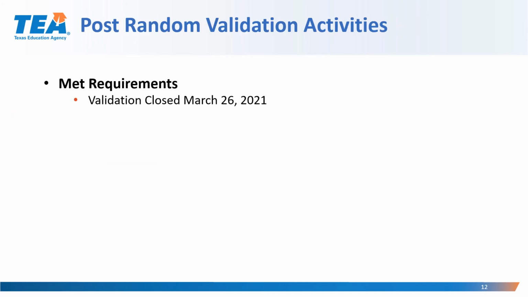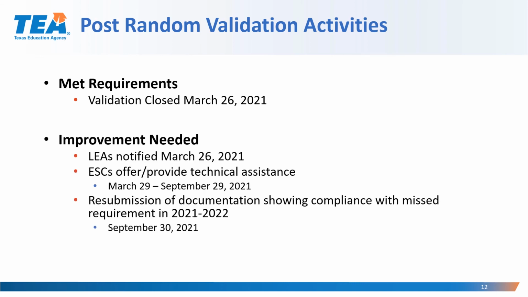LEAs that have met the requirements for their validation will receive an email notification on March 26, 2021 that they have met the requirements and that their validation is closed. LEAs that have improvement needed on one or more of the program requirements that have been reviewed will also receive notification on March 26, 2021.